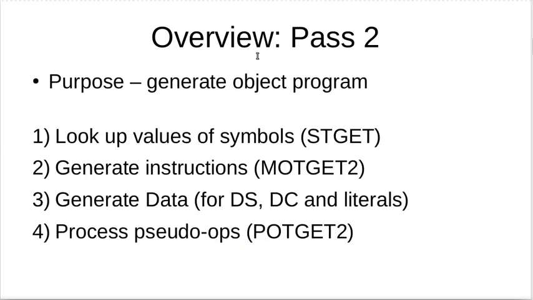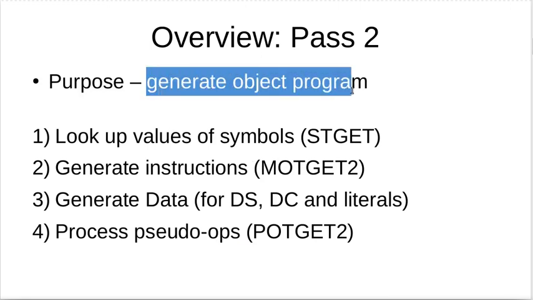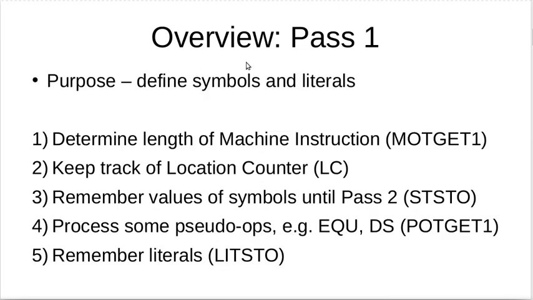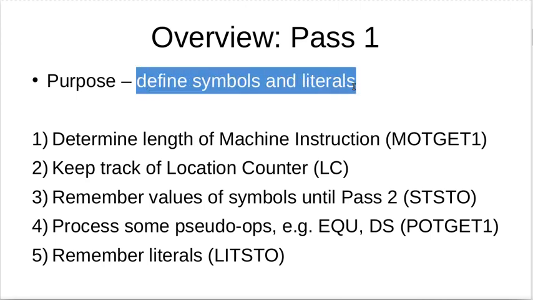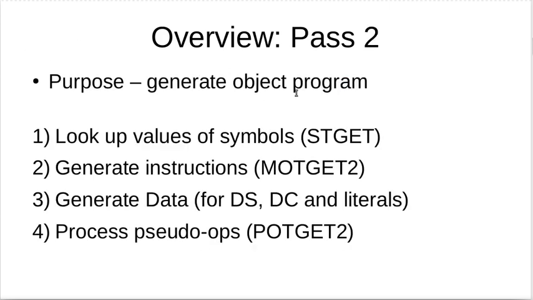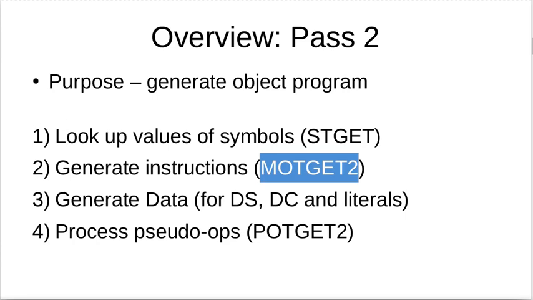Similarly, we have a pass 2 where the purpose is to generate the object program. So what does pass 1 do? Pass 1 defines the symbols and literals, and it generates an intermediate form, which we had already learnt as intermediate representation or IR. The next part is pass 2, which generates an object program. In order to generate an object program, there are 4 essential steps that pass 2 will perform. It will look up the values of symbols, that is Symbol Table Get or STGET. It will generate instructions in the step MOTGET2, like we had learned.